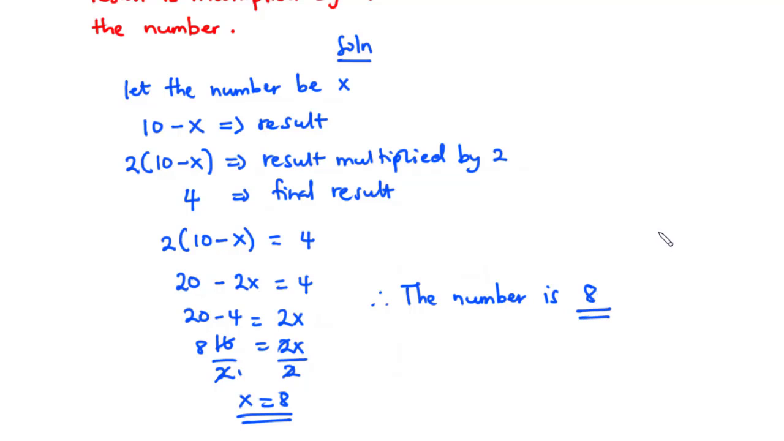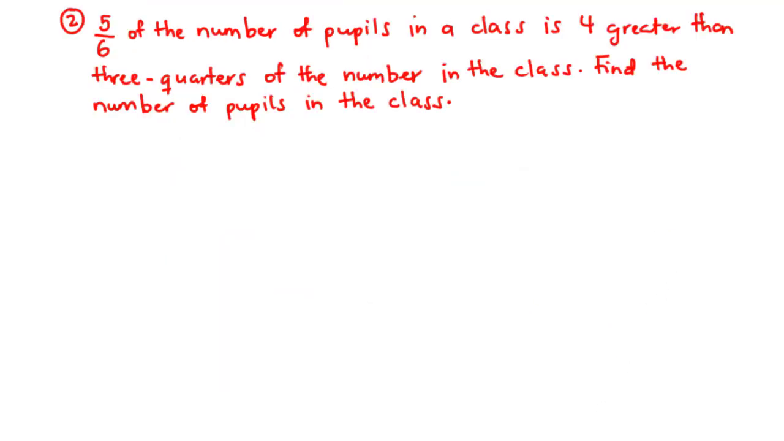Now let's move on to the second example. Okay, so for the second example, 5/6 of the number of pupils in a class is 4 greater than 3/4 of the number in the class. Find the number of pupils in the class. So we are going to solve this example. 5/6 of the number of pupils in a class is 4 greater than 3/4 of the number in the class. Find the number of pupils in the class.